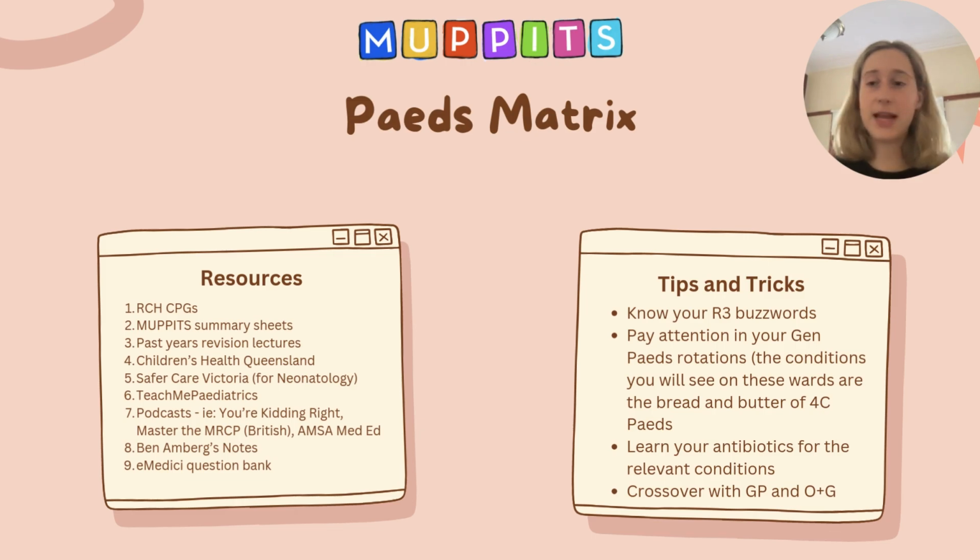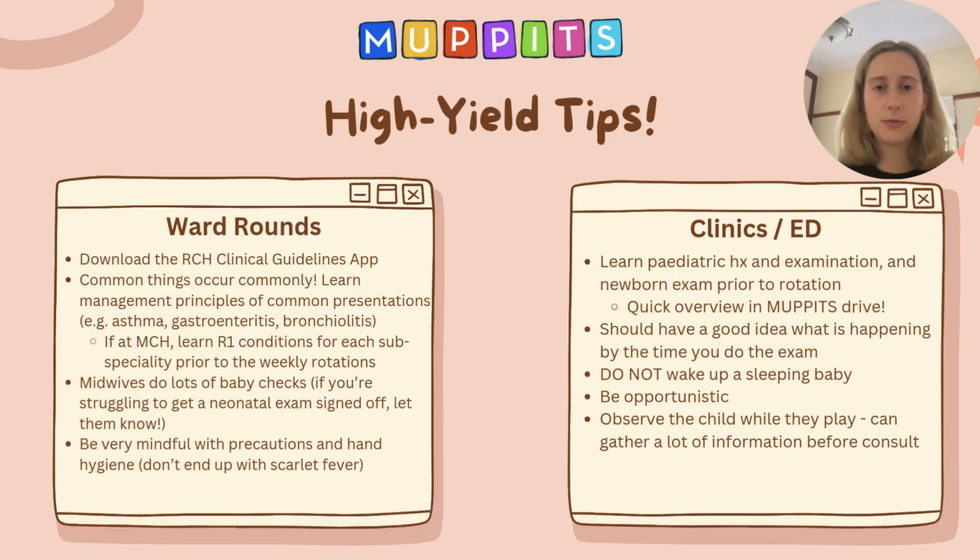In your Gen Peds rotations, pay attention because the conditions that you'll see on these wards are the bread and butter of Peds. So, for example, bronchiolitis, febrile convulsions, gastro, etc. Knowing your antibiotics for relevant conditions can be very useful. And also you'll notice a little bit of a crossover with GP and O&G. So you'll be able to cover some matrix conditions then and save yourself doing double the work.